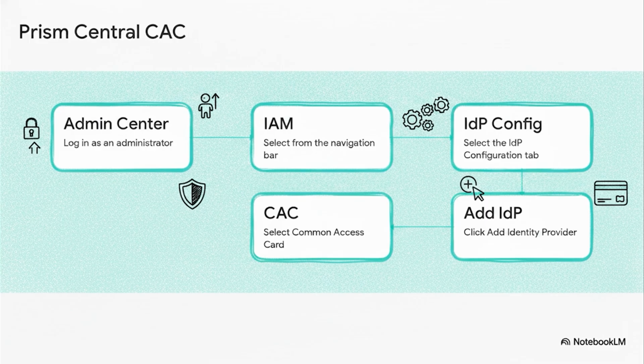On the main navigation bar, select IAM, that's Identity and Access Management. Then hit the IDP, or Identity Provider Configuration tab. From there, click Add Identity Provider and explicitly choose Common Access Card. It flows logically once you've done it a few times, but knowing that exact sequence is crucial for passing.